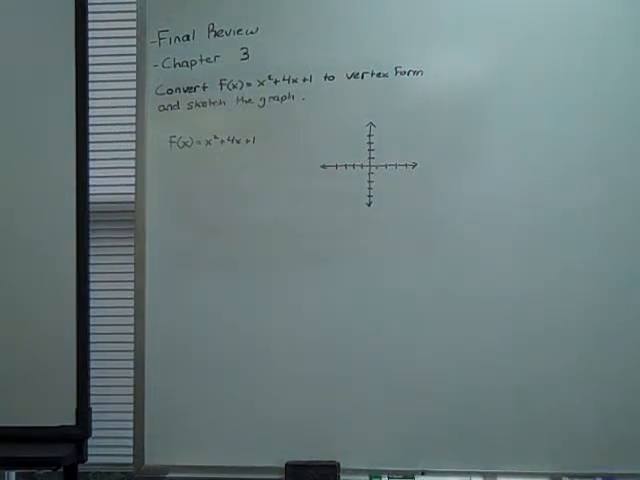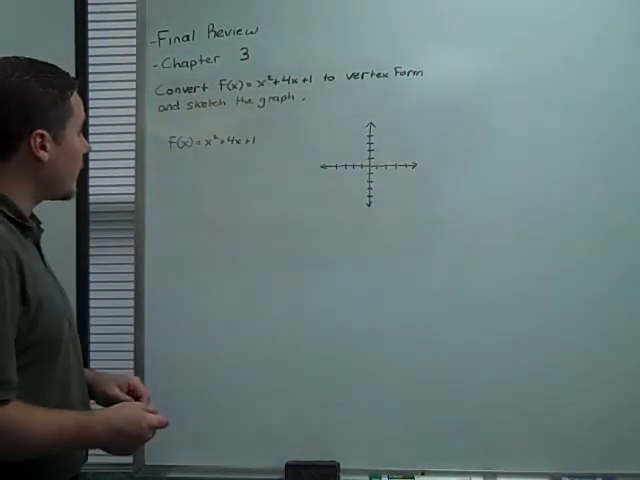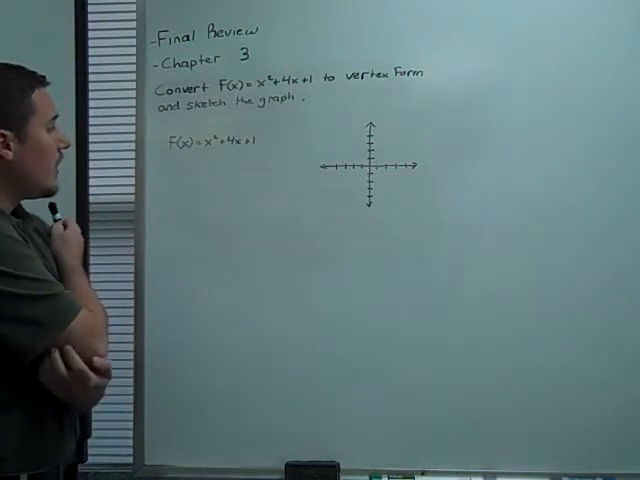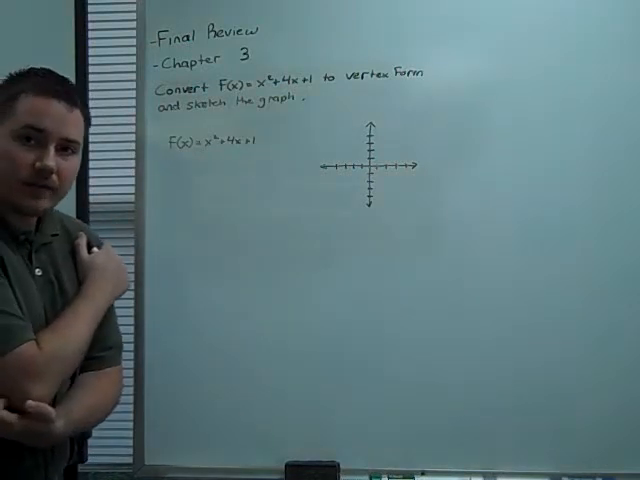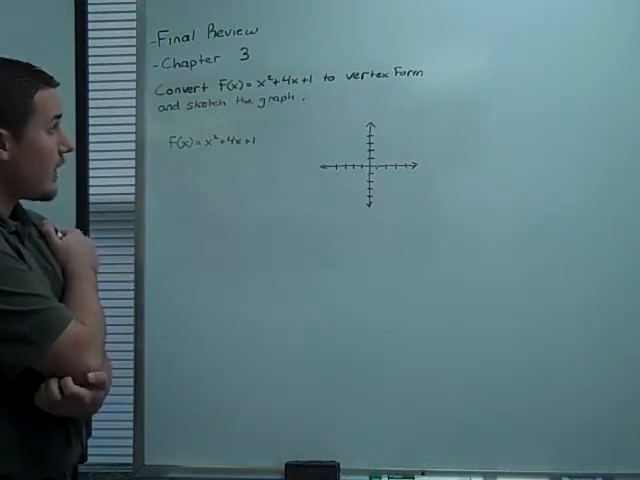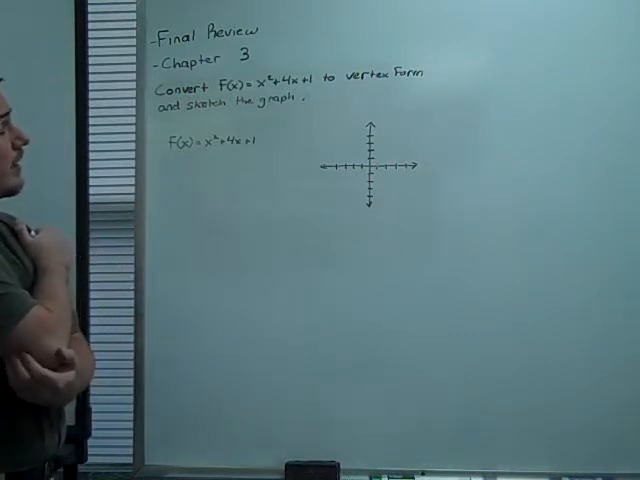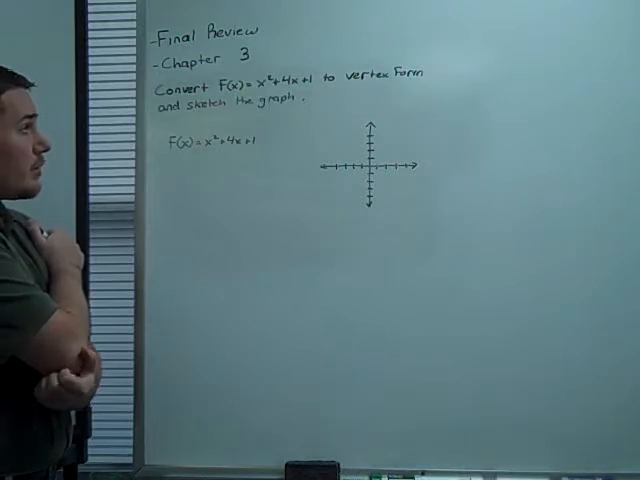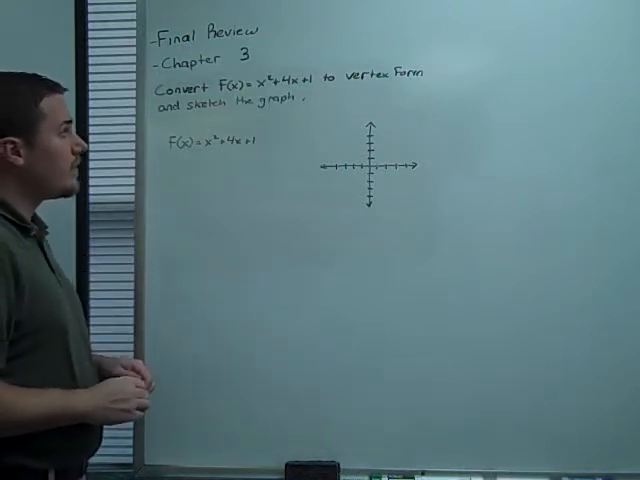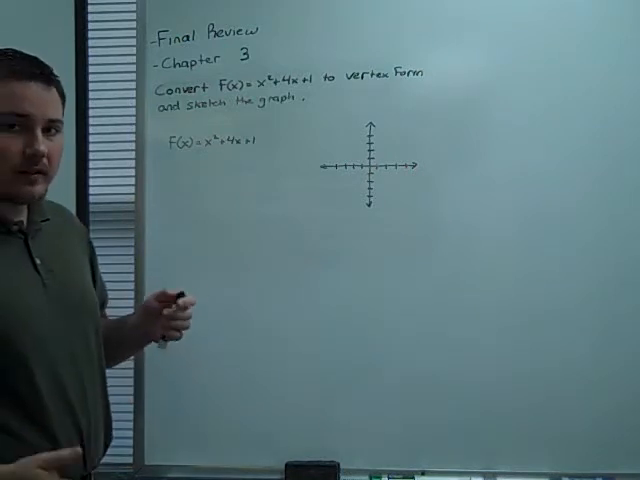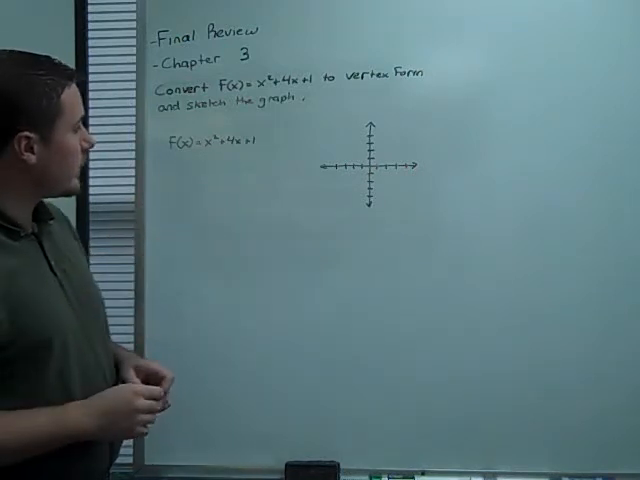For our next chapter 3 problem, we're going to take the equation in standard form, x squared plus 4x plus 1, and convert it to vertex form with the intent to graph it. First thing that I want to point out is that it doesn't factor, because there are no factors of 1 that combine to 4. So we can't really factor and plot the x coordinates.